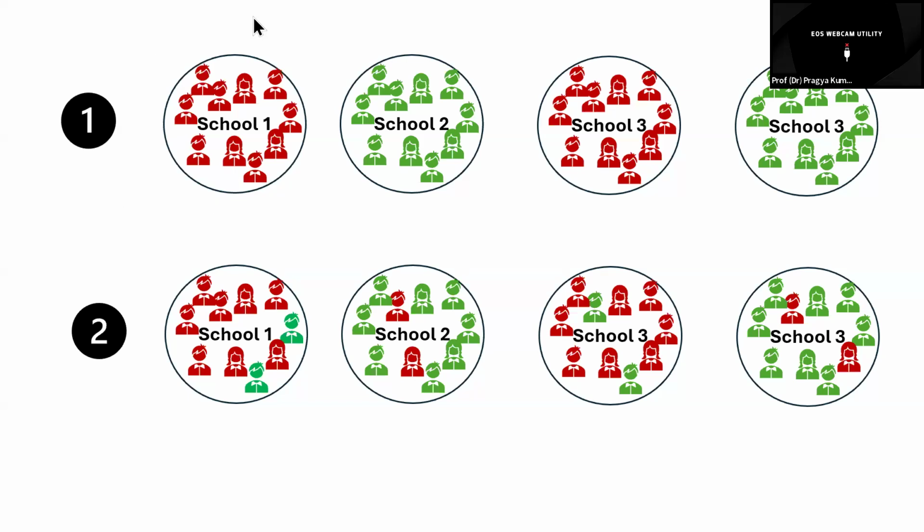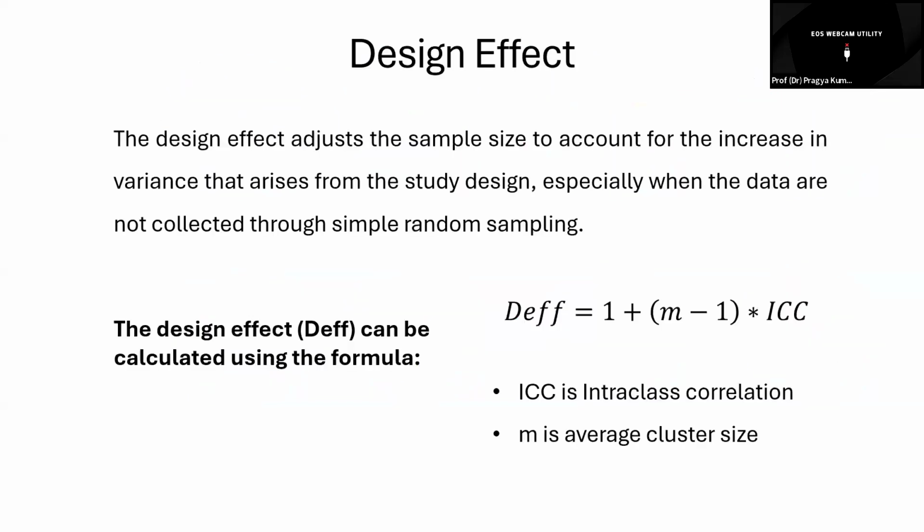So if the ICC value is high in the first case, this will affect your sample size and your sample size will be larger. Why? Because everyone will be similar, so the variability will be less. If the variability is less, you need to take more sample to prove your hypothesis. So that's why you will see it in the formula for calculation of design effect also.